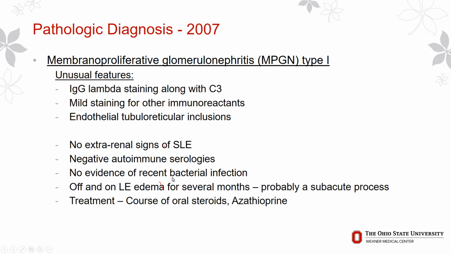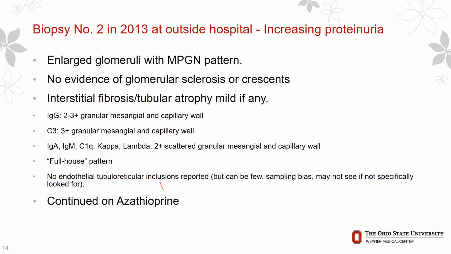There was no evidence of recent bacterial infection, so this was less likely to be a bacterial infection-associated glomerulonephritis. And it didn't seem like an acute process. This was going on for several months, so most likely it was a subacute process. So she was started on a course of oral steroids and azathioprine. And she was lost to follow up for some time.